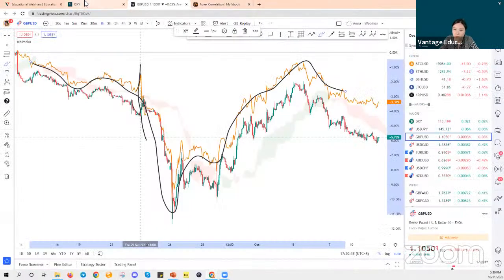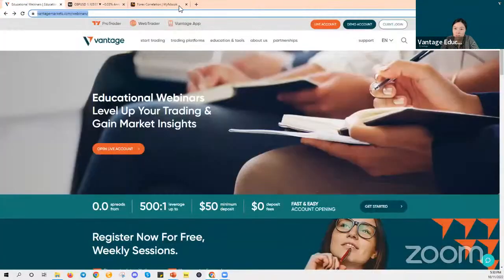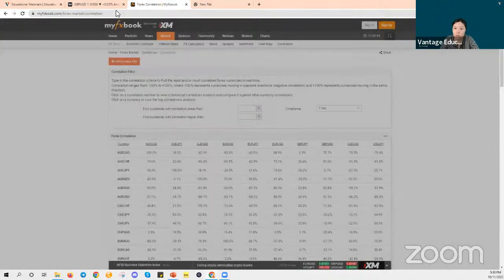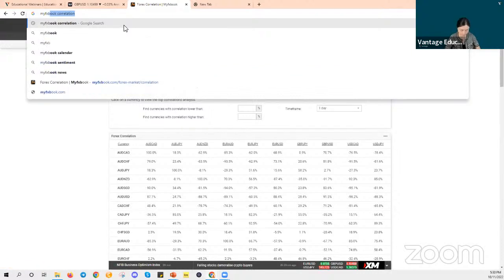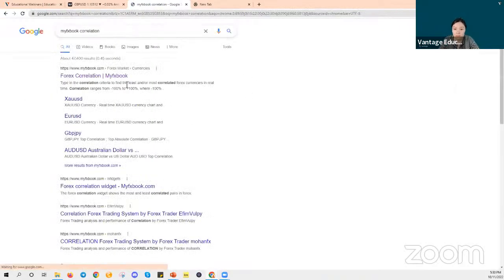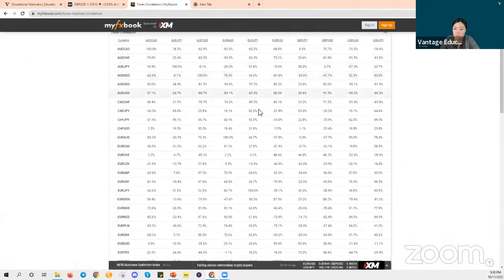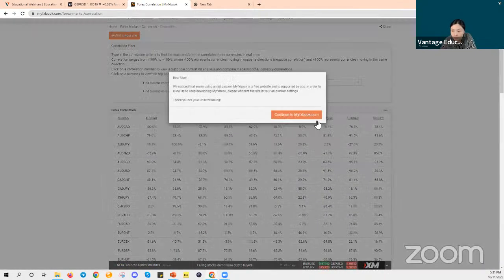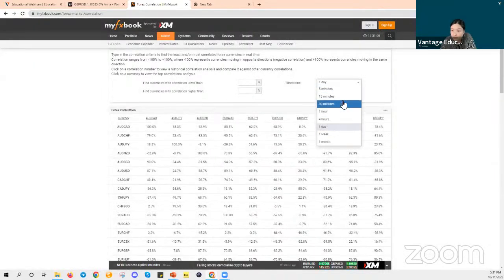So what I usually do, this is the cheat sheet that we usually use. You can go to correlation. You type my FX book correlation, and you can go to this page here. This is the whole page of cheat sheet where you can take a look at which currency pairs you trade often, and then use the time frame. Remember, different time frames work differently. Whatever I'm seeing on a 1-day chart might be different on a scalper's 5-minute chart.